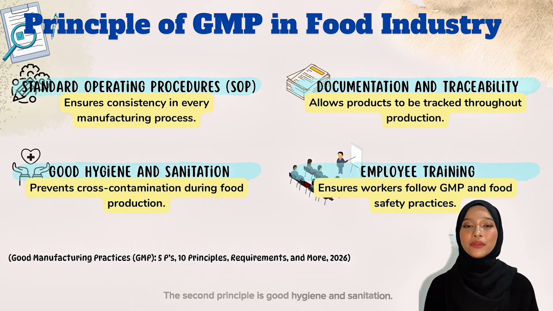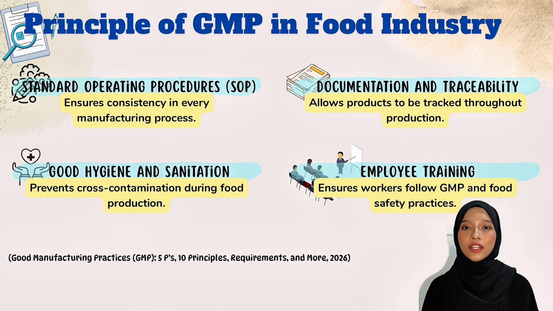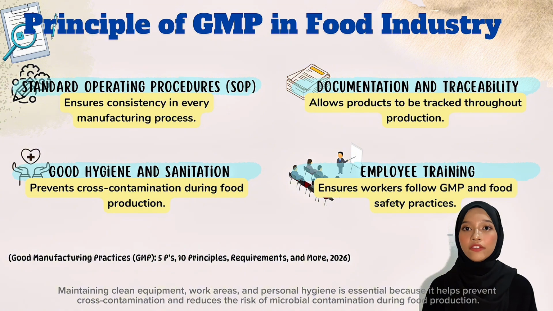The second principle is Good Hygiene and Sanitation. Maintaining clean equipment, work areas, and personal hygiene is essential because it helps prevent cross-contamination and reduce the risk of microbial contamination during food production.